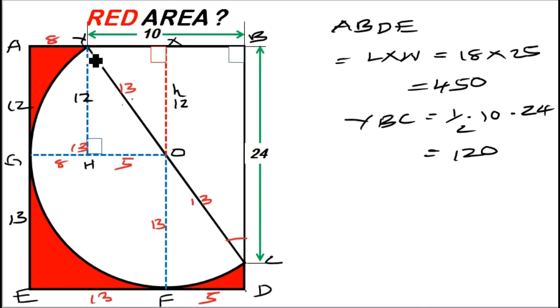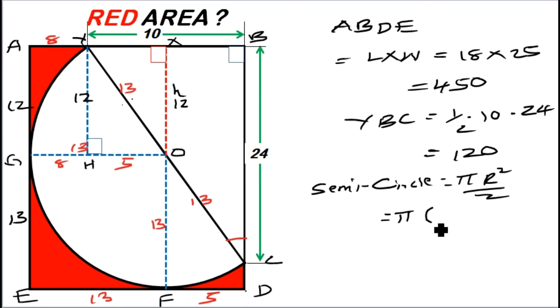What is now left is the area of the semicircle. Area of the circle is going to be pi r squared. Then we now talk of the semicircle, we divide it by 2. So the area of the semicircle is pi r squared over 2, which is going to be pi times the radius of the semicircle. The radius of the semicircle we found is 13. So it is pi into 13 squared over 2.